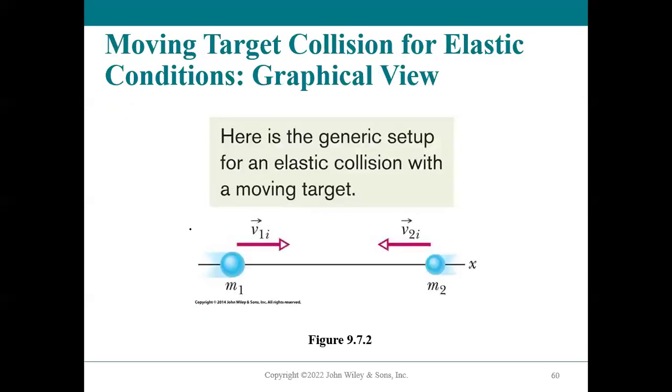Okay, and then the moving target collision for elastic conditions, graphical view. Here is the generic setup for an elastic collision with a moving target. This is mass 1 and the initial velocity of particle 1, and mass 2 and the initial velocity of particle 2. This is the collision in the elastic condition, graphical view.